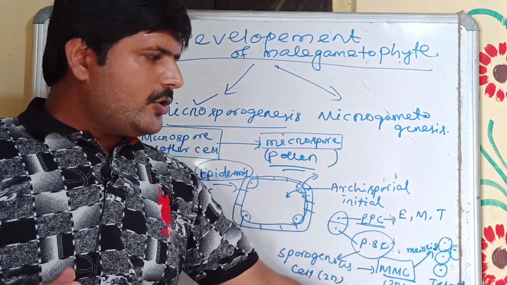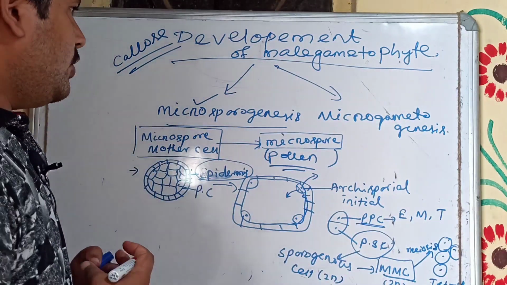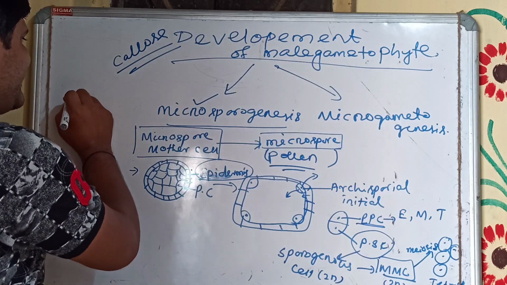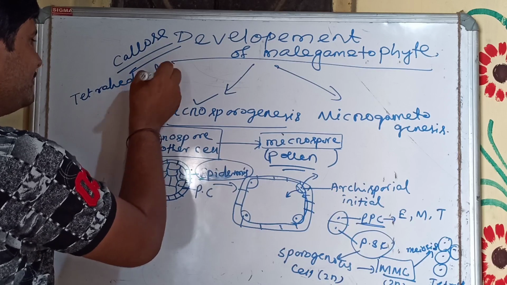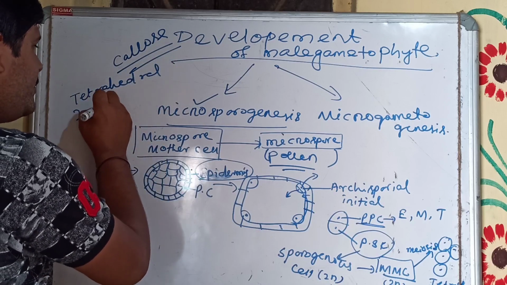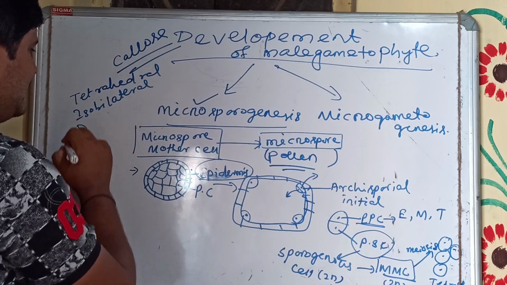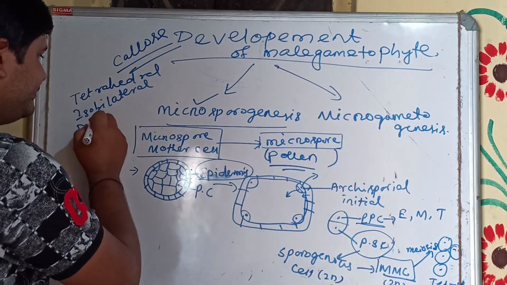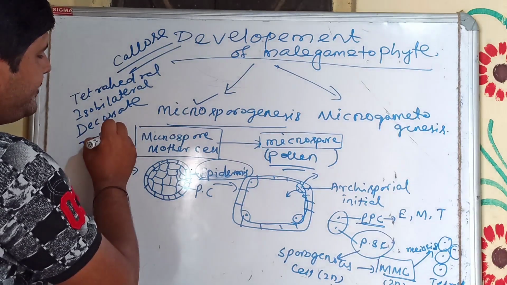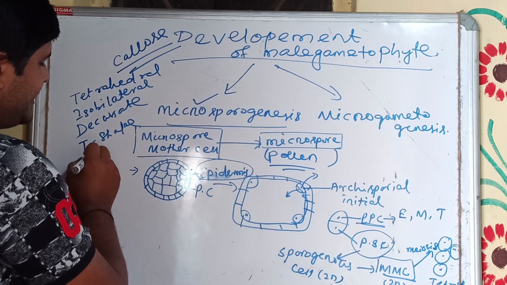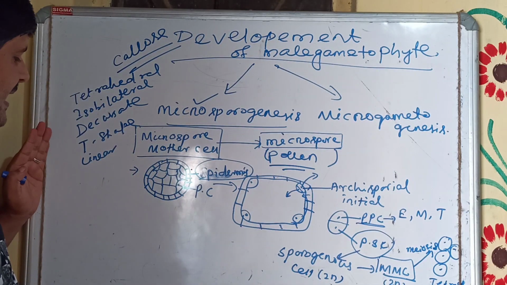Next, these microspore tetrads show 5 different types of arrangement. So what are these types? One is tetrahedral, isobilateral, decussate, T-shape, and linear. So these are the 5 different types of arrangement.